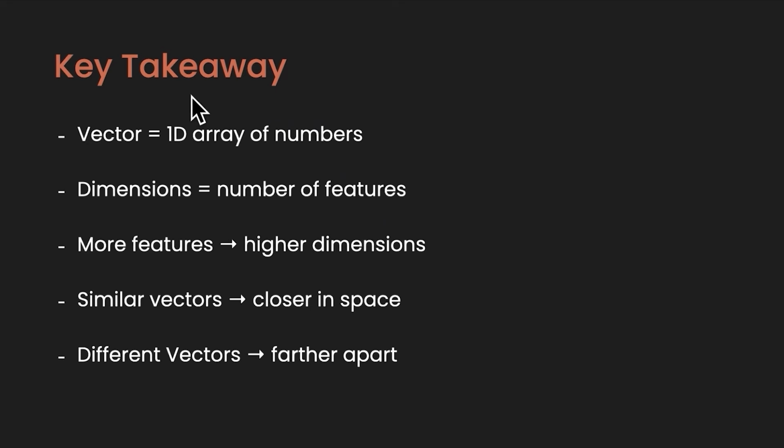Okay, so the key takeaway from this lesson is that vectors are nothing but a one-dimensional array of numbers, and the number of dimensions in a vector space is nothing but the number of features that we have considered for that vector. More features will result in higher dimensions. So whenever for any object you consider more features, you will have higher dimensional vectors. Now similar vectors would be closer in the vector space, and different vectors will be further apart.